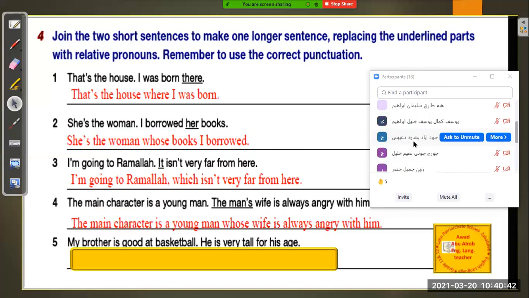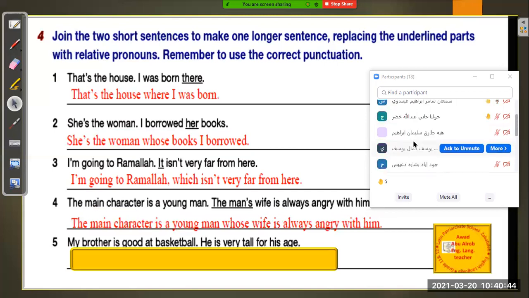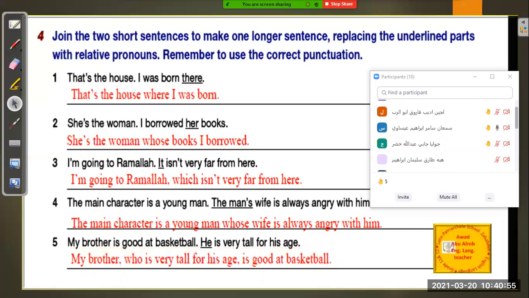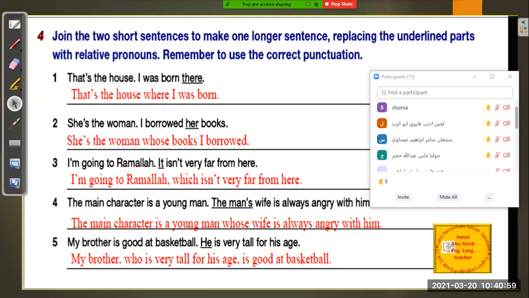My brother is good at basketball. He is very tall for his age. My brother, comma, who is very tall for his age, comma, is good at basketball. Okay, you have done very well. I hope that you have got everything in the right way.